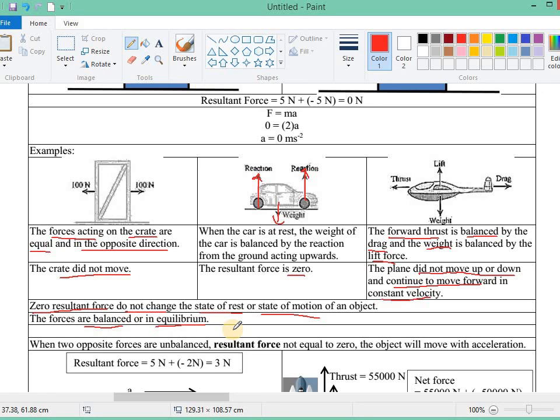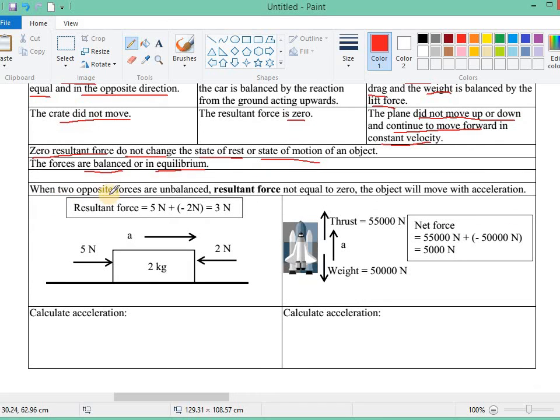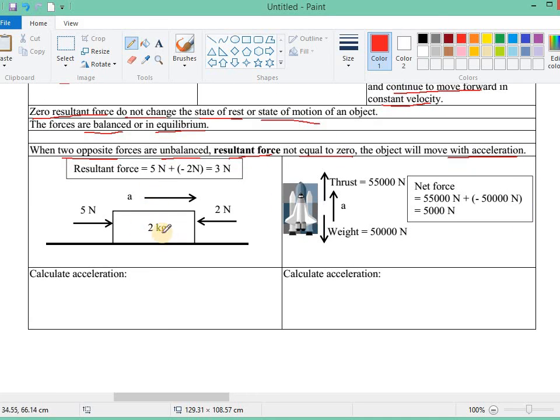So when forces are in equilibrium, no change to the motion. No change to the motion means no acceleration. Velocity no change, direction no change. Okay? Alright, so when two opposite forces are unbalanced, just now it was balanced, but now if it's unbalanced, the resultant force is not equal to zero, the object will move with acceleration. So, for example, we have a 2 kilogram object, 5 Newton to the right, 2 Newton to the left. What will be the acceleration?